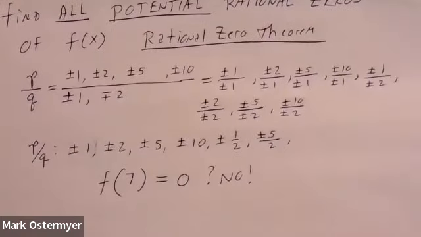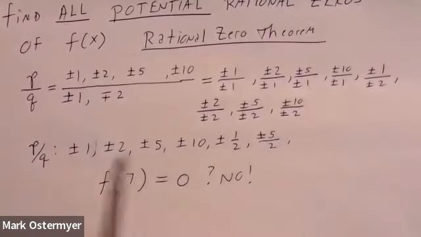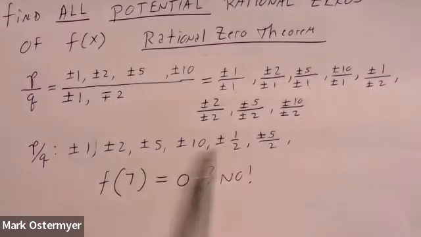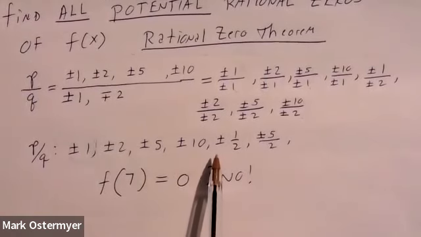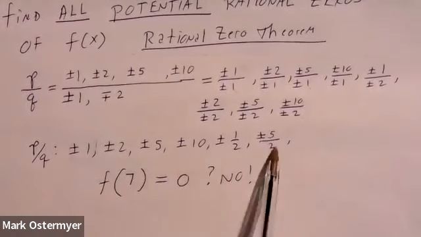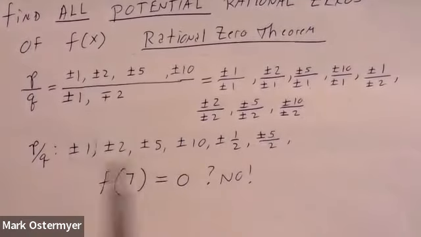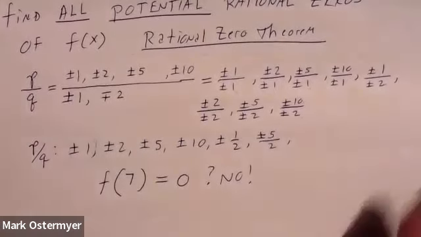All right. So this is a list of potential rational zeros. The theorem is not saying that all of these are rational zeros of f of x. It's saying that if the function does have a rational zero, it must come from this list. That's what the theorem is saying. So do we understand more clearly what the rational zero theorem is guaranteeing now?